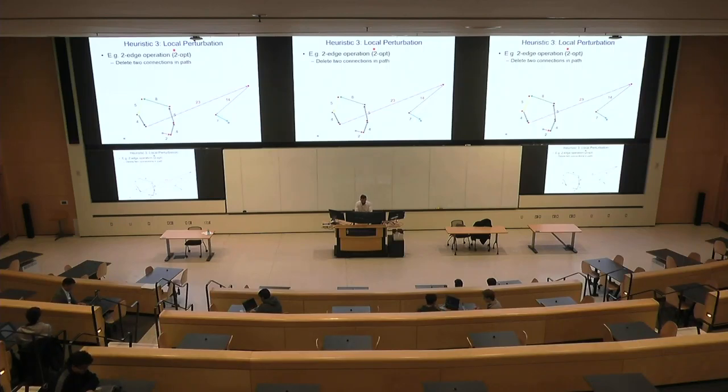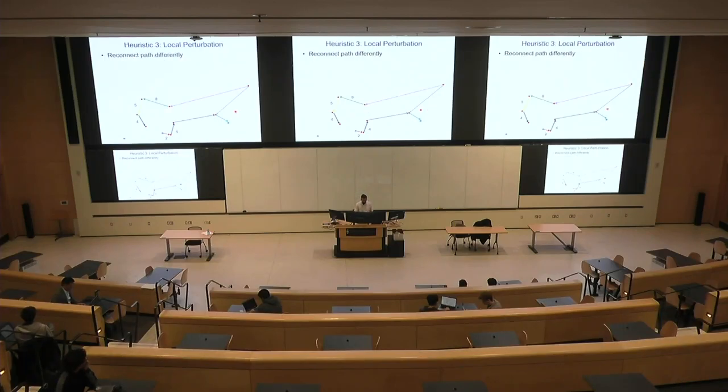So let's say, in this case, I'm going to cut this long path, and I'm also going to remove this edge, right? So now we are left with 3 different pieces, this piece, this piece, and this piece. And we want to connect them somehow, okay? So we decide to connect them this way, okay? So we're going to reconnect the path differently.